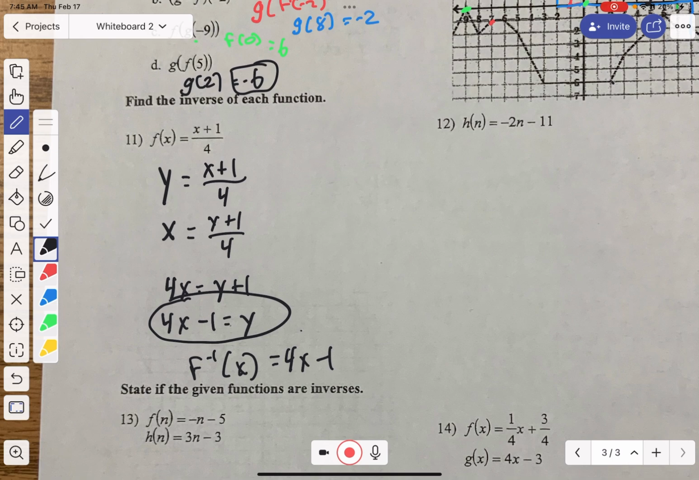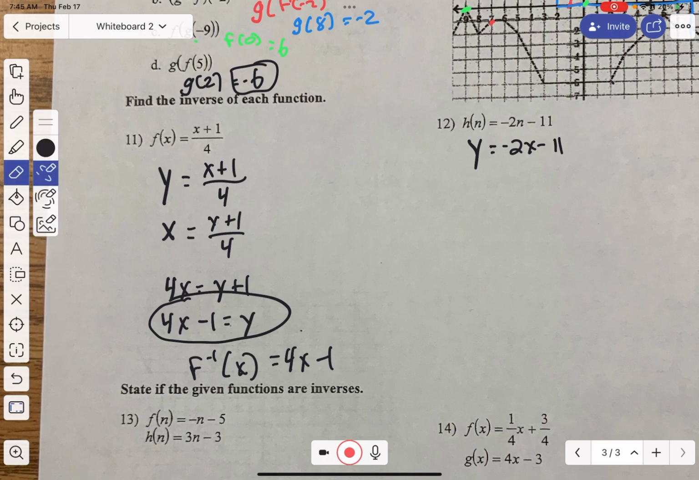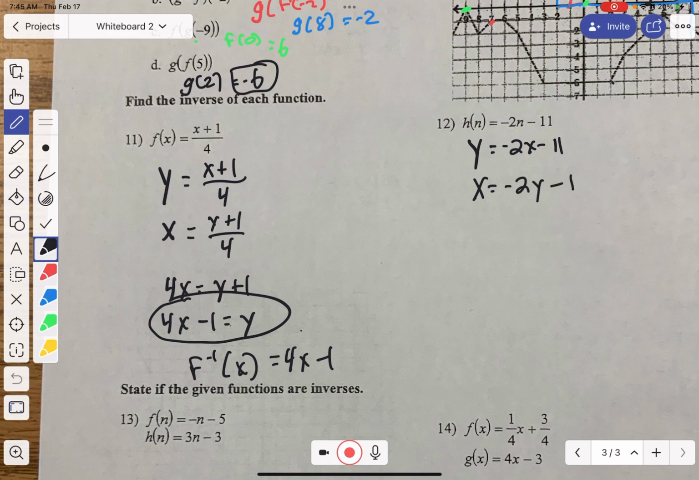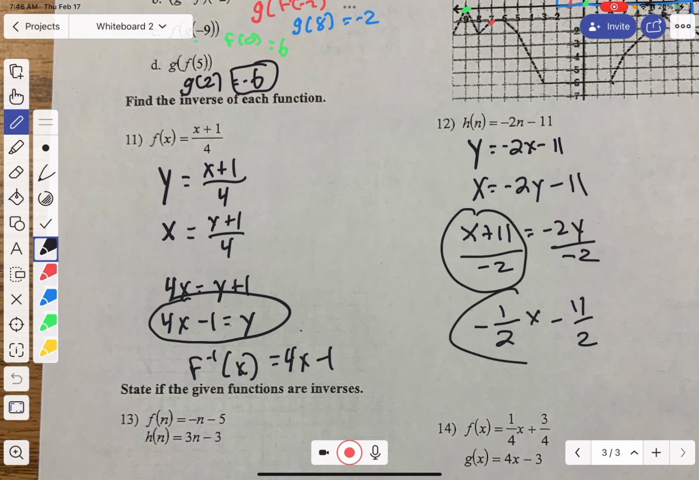With the next one, there's n's in there. And again, in my class, I wrote that as y equals negative 2x minus 11, just to help ourselves out. Same thing. Now switch the x and the y values. So we get x is equal to negative 2y minus 11. Add 11 to both sides and divide by negative 2. So you get negative 1/2 x minus 11 halves. Honestly, if you put it like that, I'm not going to get overly upset.